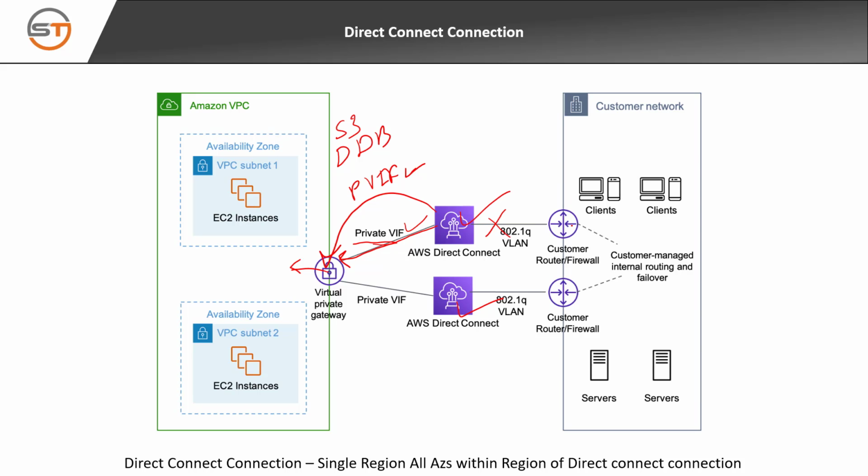So when you want to connect to the VPC from your corporate data center, you go from the Direct Connect with the private VIF to your VPC. And when you want to connect to the AWS services from your corporate network, you go with AWS Direct Connect, public VIF, and then S3 or DynamoDB.